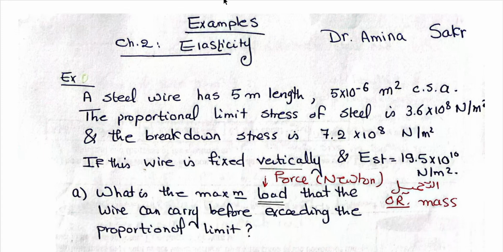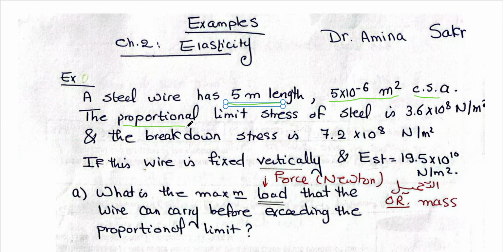In this lecture, we want to discuss the solution of some examples regarding the elasticity chapter. In this example, we have a steel wire that has length 5 meters and cross-sectional area 5 multiplied by 10 to the power negative 6 meters squared. This is the cross-sectional area of the wire.